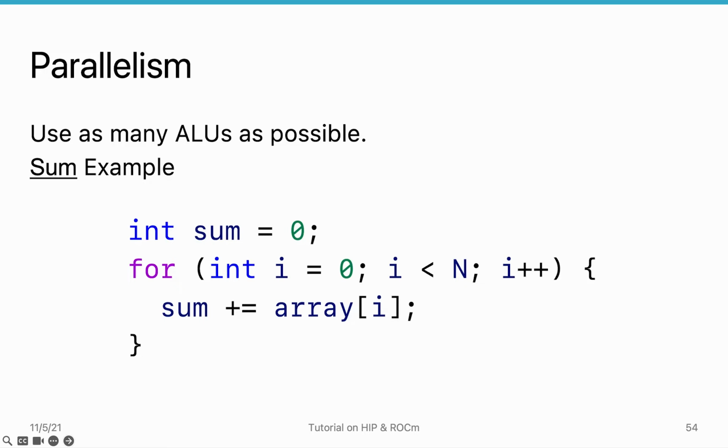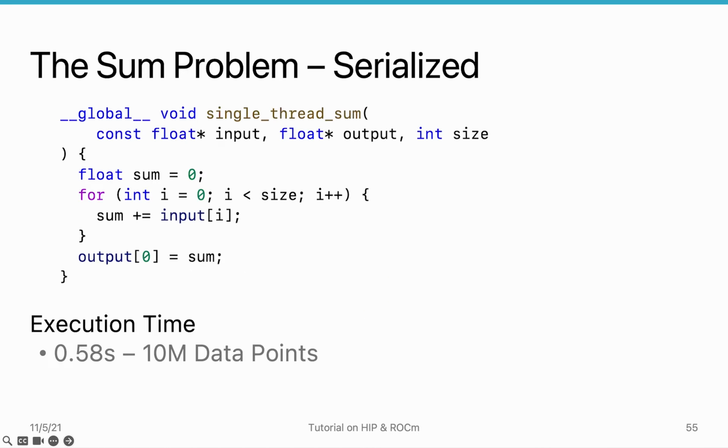And the sum variable is a dependency between each iteration, so that prevents us from converting these loops directly into a kernel. So the easiest way is to serialize the execution, and we can only have one thread execute. In this case, this program is basically the same as a CPU program. We measured the execution time on my GPU, and the execution time is 0.58 seconds with 10 million data points, which is much slower than a CPU execution. So what can be a reasonable optimization?